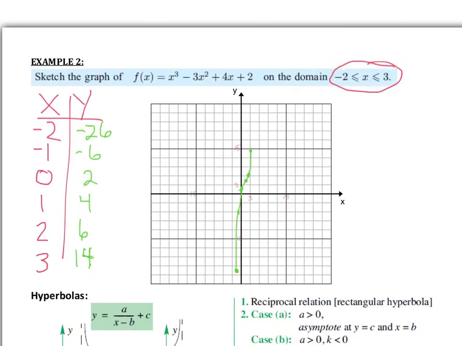Because we have this restricted domain. Of course, if I could go higher than 3, my graph would continue up like that. If I can go lower than -2, it would continue down like that.